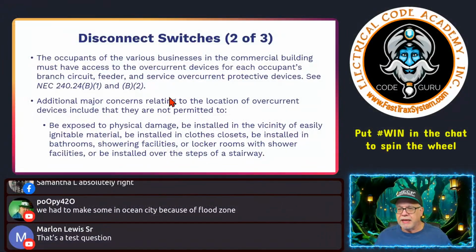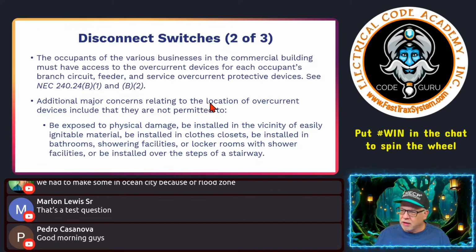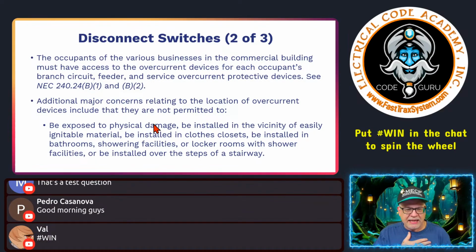All right, now, additional major concerns related to the location of overcurrent devices include that they are not permitted to, one, be exposed to physical damage. Obviously, you aren't going to put a disconnect switch in a location where it's going to be beat to death, right? I use a funny analogy with SE cable running down the side of your driveway. If your driveway runs beside your house, I'll argue that SE cable is not subject to physical damage when I'm driving. But if my wife is driving, that cable is 100% subject to physical damage, because I've seen how she drives. All right, so I'm just saying.